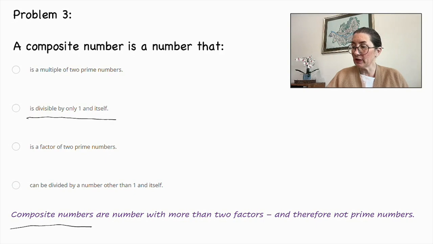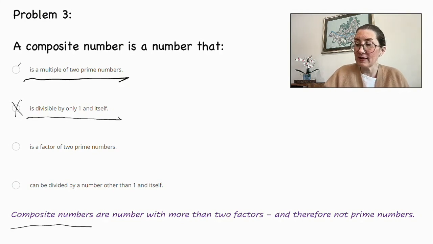So is divisible by only 1 and itself is a prime number, and that is definitely not a composite number. Now, this is a semi-prime number, one that is a multiple of 2 prime numbers, and that is not the correct answer either. Is a factor of 2 prime numbers: because prime numbers are only divisible by 1 and itself, then the highest common factor will only ever be 1, and that is not the correct answer. The correct answer is can be divided by a number other than 1 and itself.